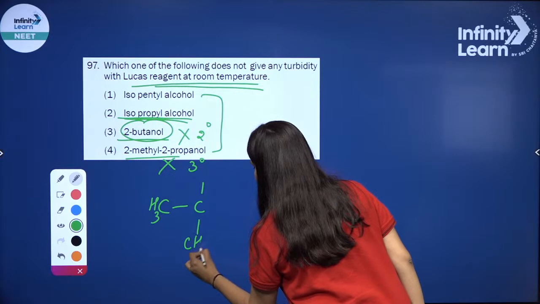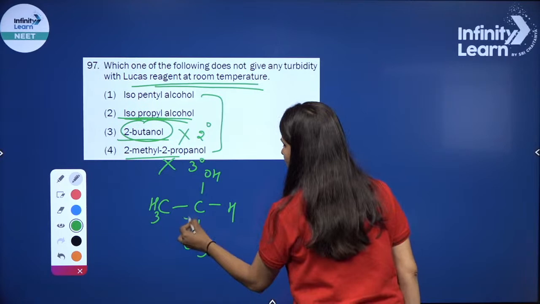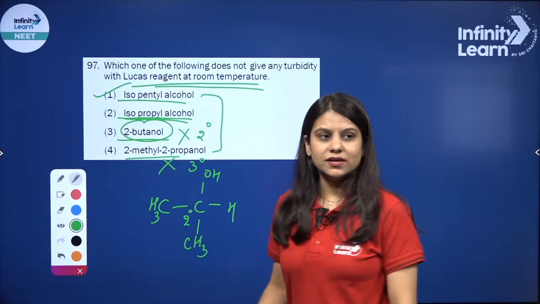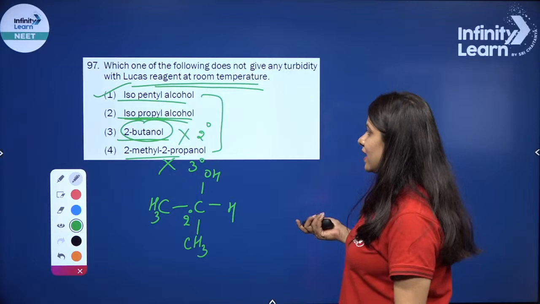CH3, CH3, and this is isopropyl alcohol. So, what is this? Secondary alcohol. So, answer will be isopentyl alcohol. Right? Correct. Kalyan is giving the correct answer. Well done, Kalyan. Keep it up.